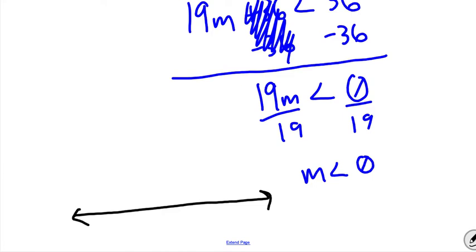Make sure that you know when, for inequalities, we say all real numbers or no solution, when is that a possible answer, and that's only when the variables cancel out, okay? So we did not have that here. We still had a variable left, so we solved for it.